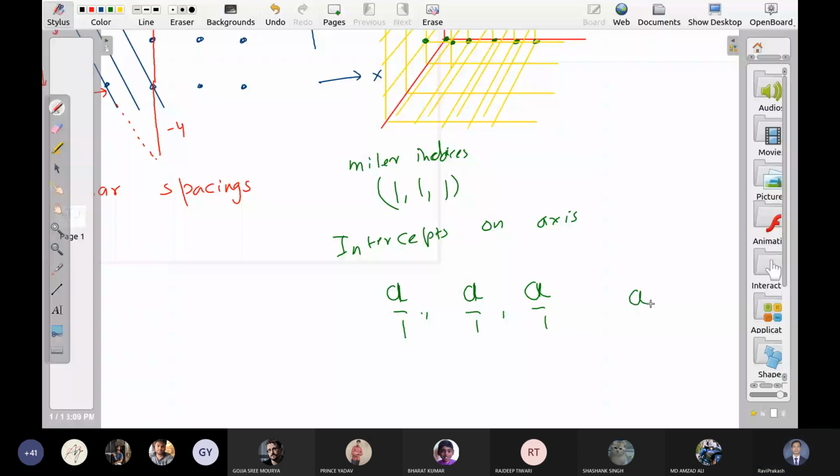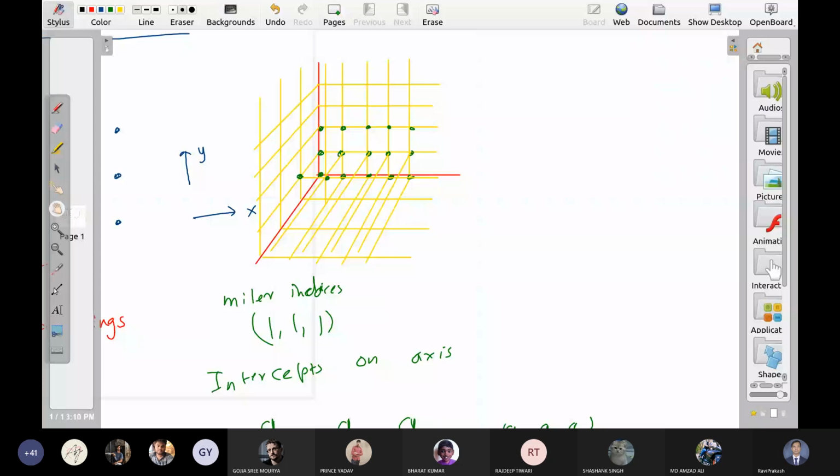If these are the axes from a lattice point, यदि किसी lattice point से axis जा रही है, so we have one lattice point here, एक lattice point तो यहाँ पर ही है. The 111 plane is like this. It is cutting x-axis at a distance of A. It is cutting y-axis at a distance of A. It is cutting z-axis at a distance of A.